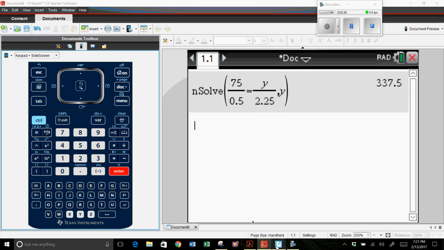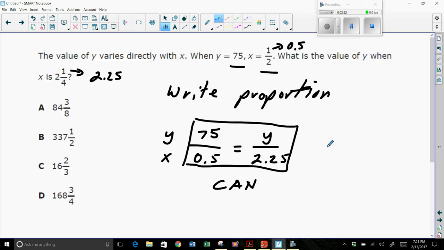So now I can come back to my problem. y is equal to 337.5. The only one that has 337 is B. The 1/2 is the 0.5. So 337.5 is our value. That's our answer.